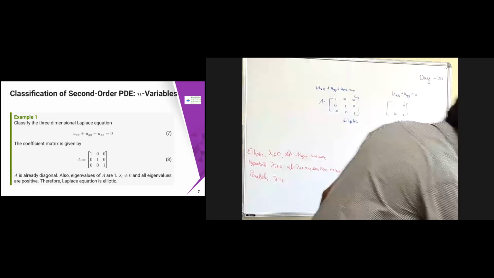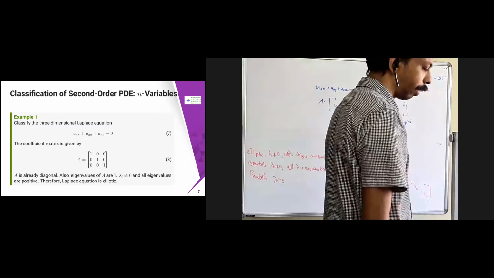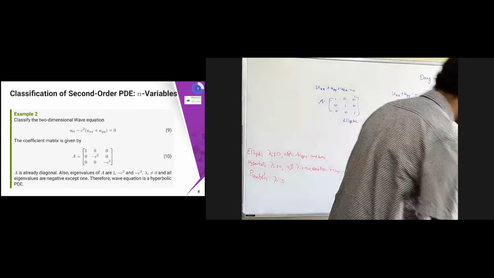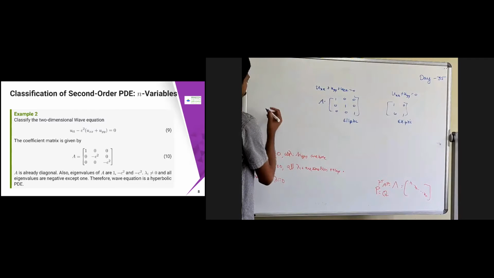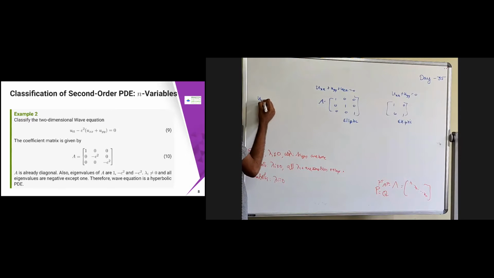So you can do the same way for the other equation also. So next, let's see the wave equation. In the wave equation, for the 3-dimensional one, meaning 2-dimensional space and 1-dimensional in time, this is equal to 0. So this is going to become like 1 0 0, then 0 minus c square 0, 0 0 minus c square.